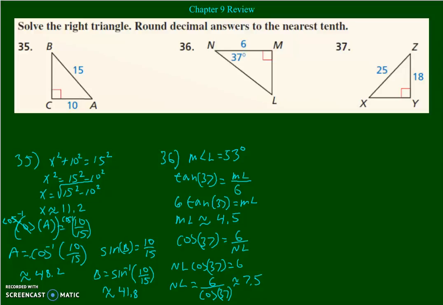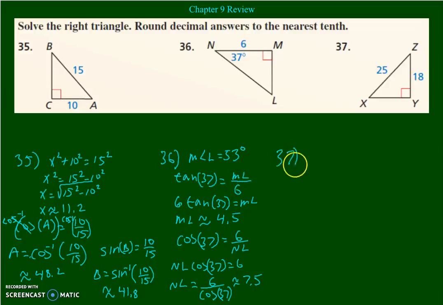This is part 5 of the Chapter 9 review, and we pick up with problem 37. In 37, we're going to solve for the two angles x and z and side xy. We can use Pythagorean to find side xy.